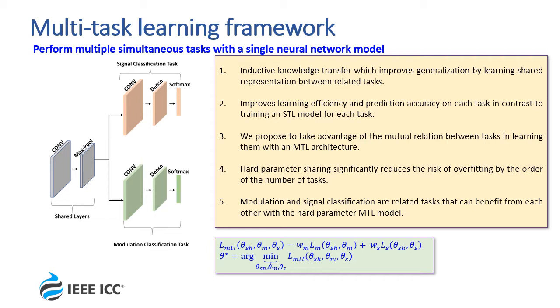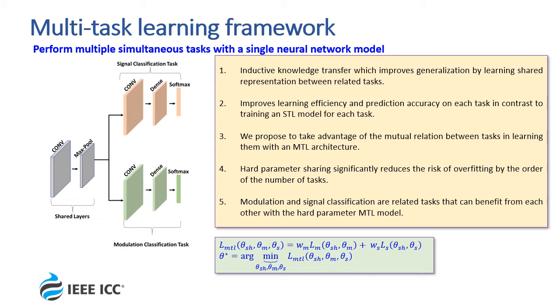And additionally, hyperparameter sharing significantly reduces the risk of overfitting by the order of the number of tasks. So theoretically, if you have more tasks, it's going to even improve the performance, and it is going to have a better generalization capability, because it's trying to learn a shared representation which is common among these tasks.